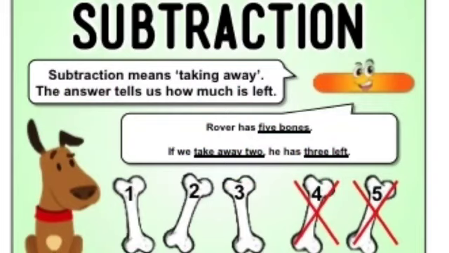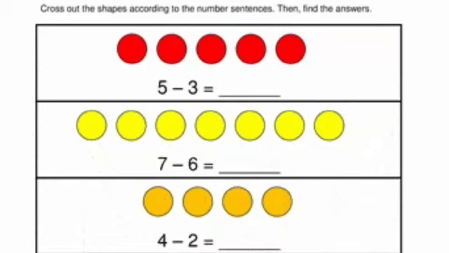Subtraction means taking away. The answer tells us how much is left. Let's have a look at an example. Rover has 5 bones. If we take away 2, he has 3 left. Let us solve some more examples of subtraction.